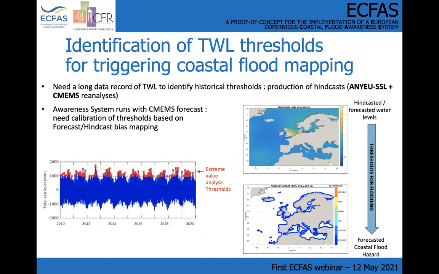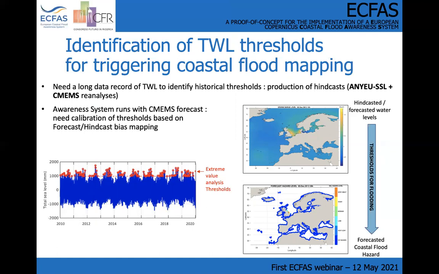So we do have now the operational production of total water level forecast at the coast, but we do need to know if we need to trigger the system and the coastal flood mapping if the total water level is just too high. And for that, we need to identify thresholds of total water level that will trigger the coastal flood mapping. And to identify those thresholds, we need a long data record of total water level to identify the historical thresholds. So we are producing a hindcast of total water level over a longer period.